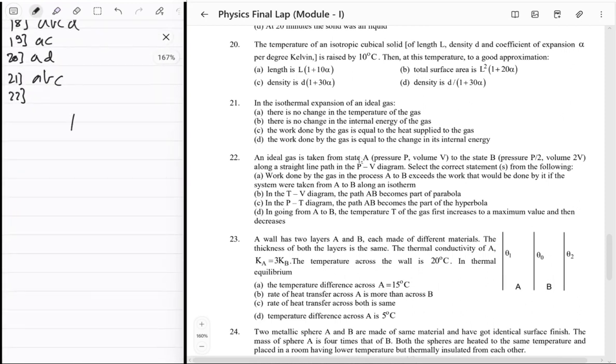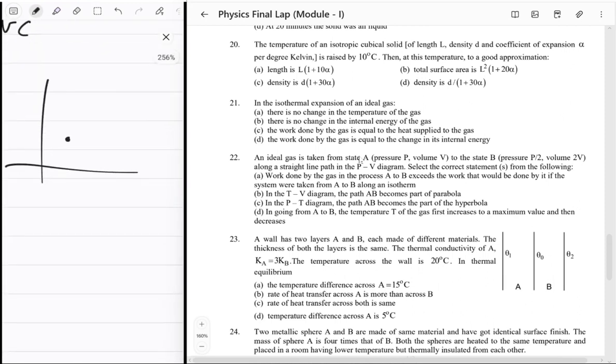Okay, ग्राफ करो इसको. P naught V naught is this point. फिर क्या हो गया? P upon 2 and volume का 2 times हो गया. So यहाँ पे and ऐसा. Right? Okay, so that's the work done. Cool. Delta U is just 0, so Q equal to W basically.